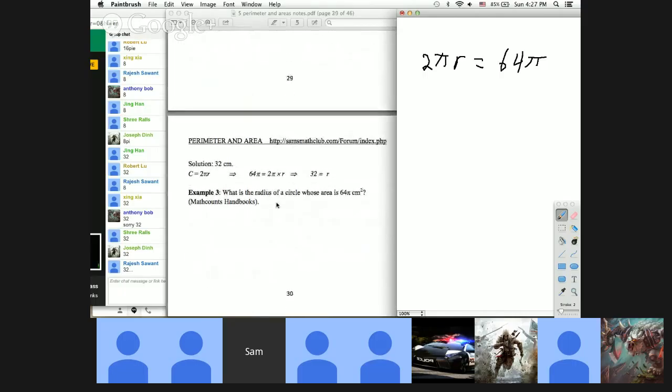Okay, so let's try this one. What is the radius of a circle whose area is 64 pi centimeters squared?